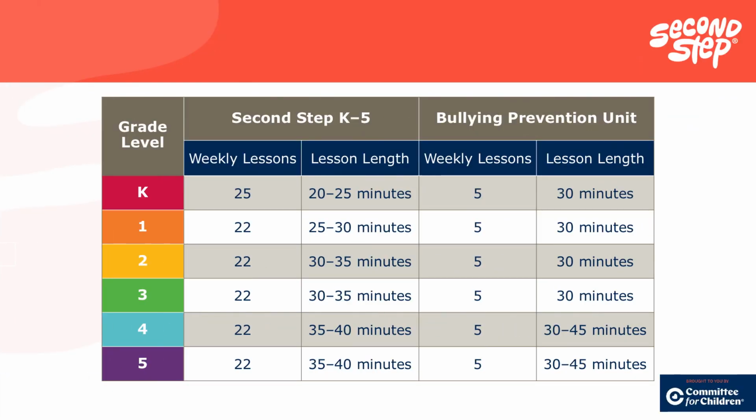This is a breakdown of the lessons that are provided in the Second Step program and the Bullying Prevention Unit. So there are 22 to 25 lessons for Second Step, each ranging in length between 20 and 40 minutes, depending on the grade level. And there are an additional 5 lessons provided in the Bullying Prevention Unit that are about 30 to 45 minutes, depending on the grade level.